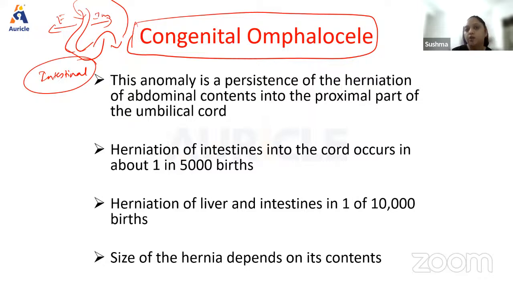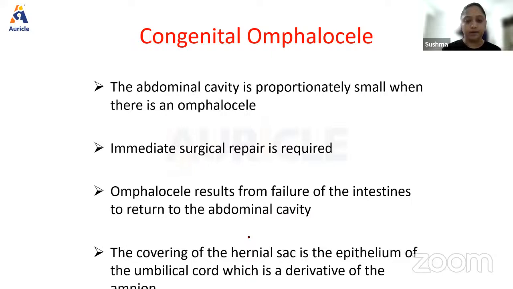Congenital omphalocele, the herniation of intestines into the cord, occurs in about 1 in 5,000 births, and herniation of liver and intestines in 1 in 10,000. The size of the hernia depends upon the contents. In omphalocele, the herniated contents are always covered by a bag of membrane.